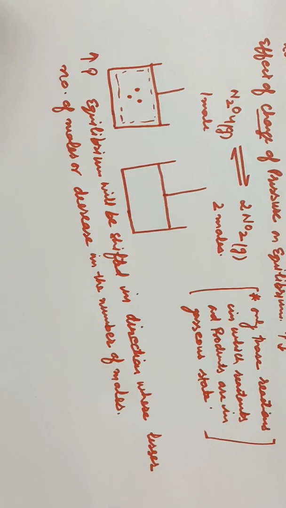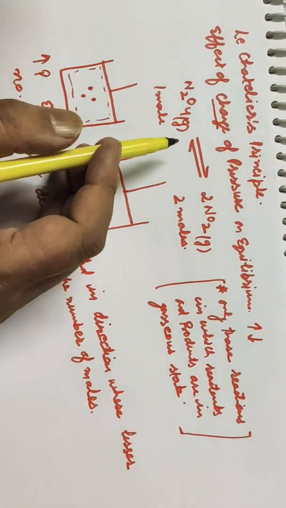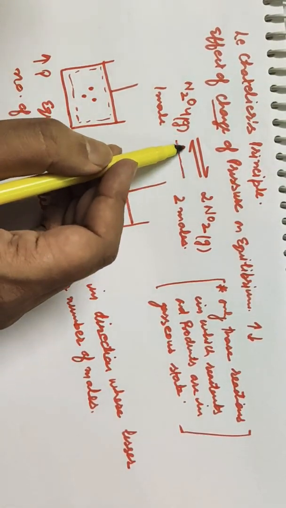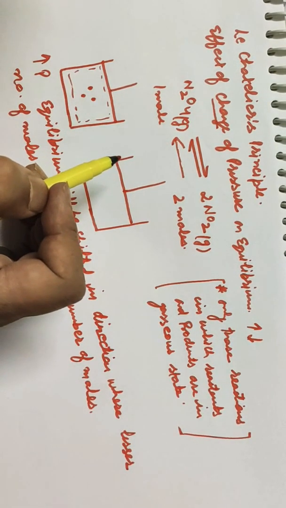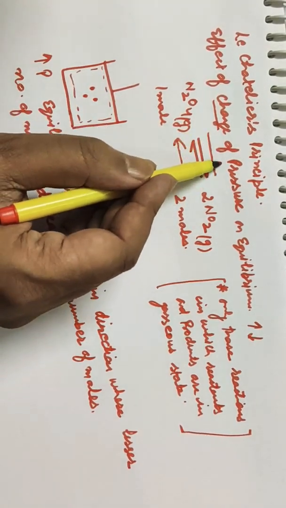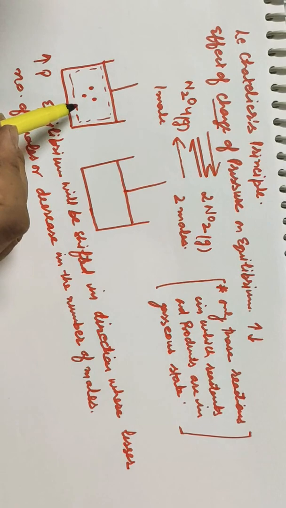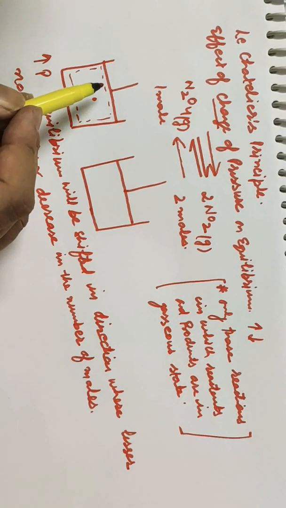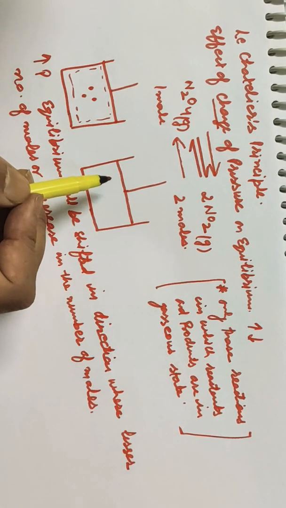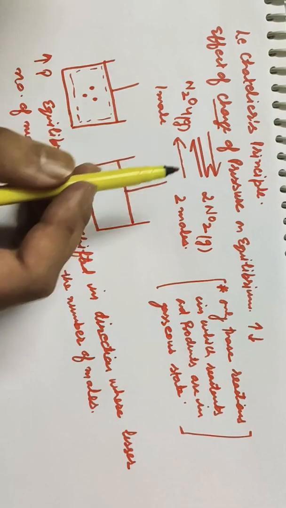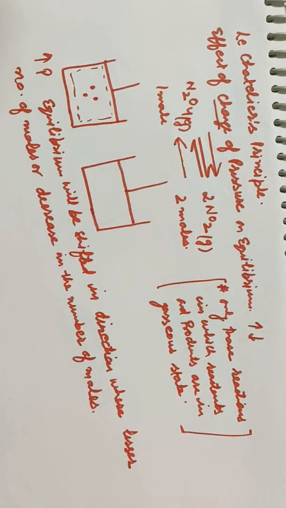So when we increase pressure, in this case the equilibrium will be shifted in the backward direction. And when we decrease the pressure, the equilibrium will shift in the forward direction, because I told you earlier that a certain number of moles are present in a particular volume, and when we change the pressure, either increase or decrease, the number of moles relative to the volume tends to remain practically constant.